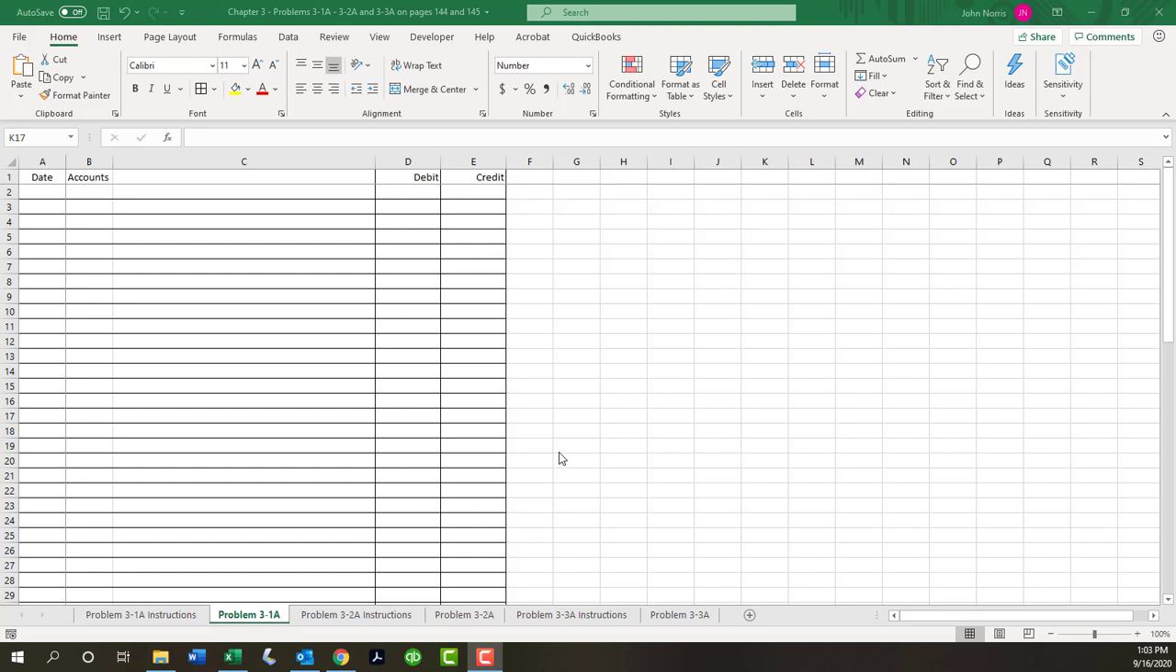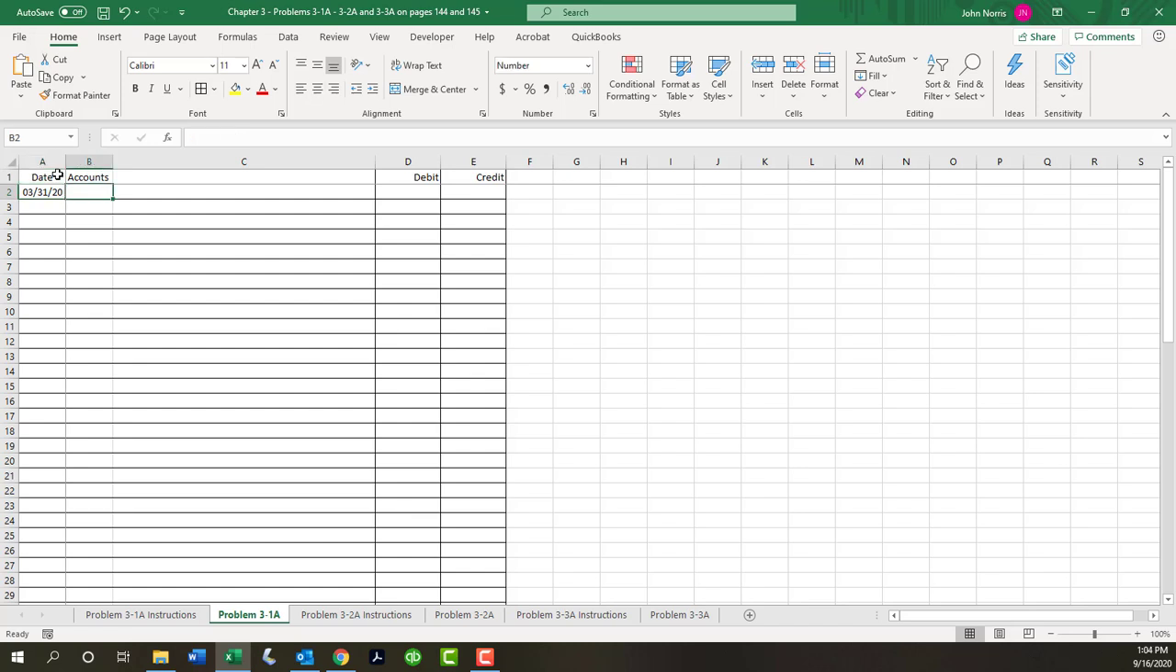Chapter 3 Problems. So problem 3-1A, on March 31st, the following data were accumulated to assist the accountant in preparing the adjusting entries for Potomac Realty. So we have a number of entries here, 5. And the first one is the supplies account on March 31st is $5,620. Supplies on hand are $1,290. So all of these are going to be on March 31.